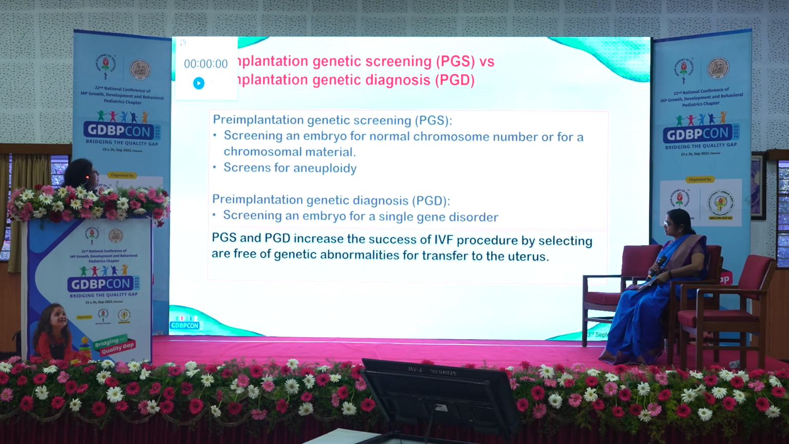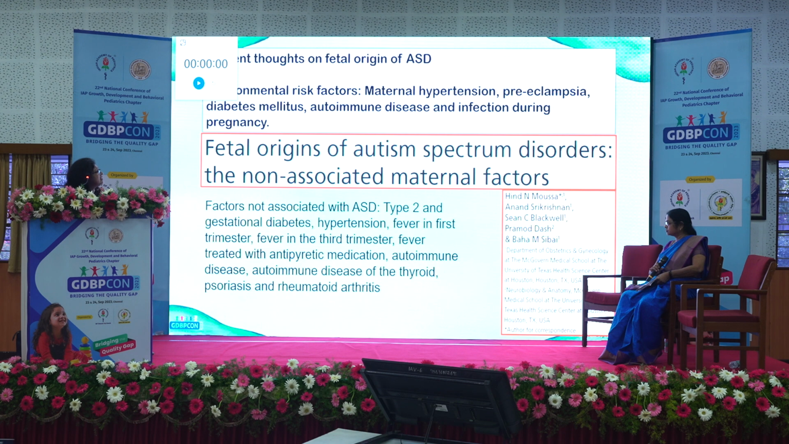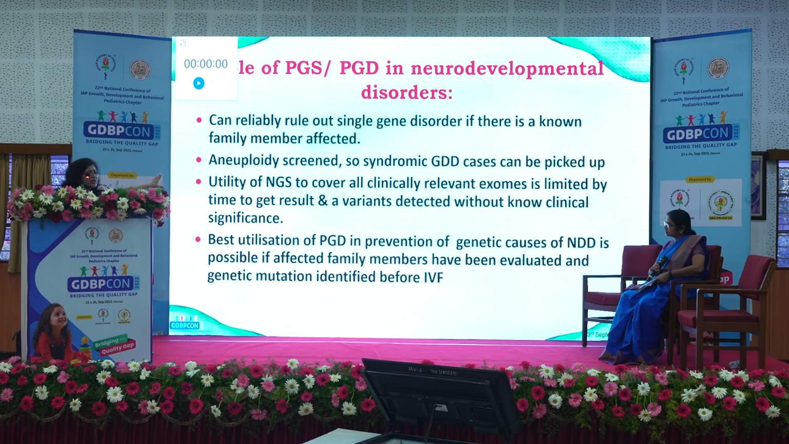So pre-implantation genetic screening and diagnosis is something important, but right now for autism it's very far-fetched because we don't know what exactly is causing it, and it will take some time. Currently in India we have PGD available only for thalassemia, but it is going to come up for GDD first, and then for autism in the near future.